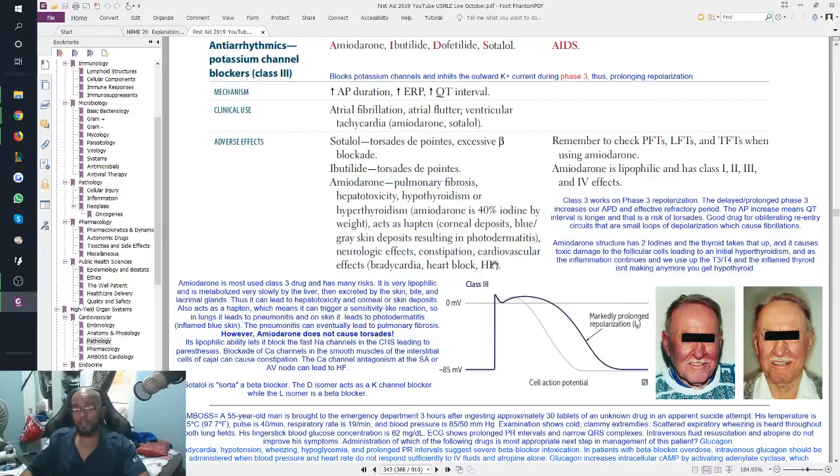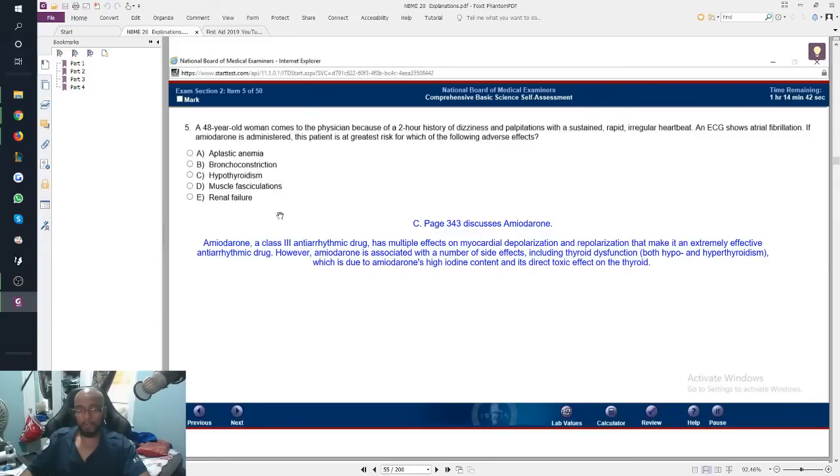The only cardiovascular side effects amiodarone has is like heart block or heart failure. So not exactly torsades. Alright, so that was a pretty easy question, very straightforward, I guess. A couple students didn't want to pick C because they thought amiodarone causes hyperthyroidism, but it can cause hypo also.